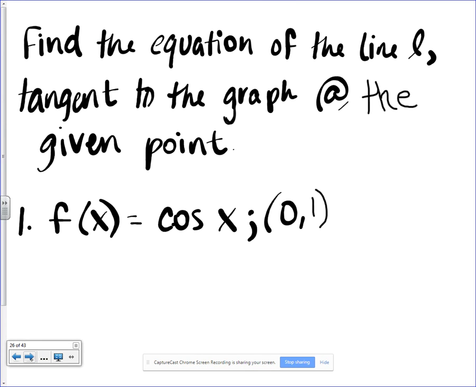Okay, so let's go to finding the equation of the tangent line. Well, you guys know how to do this. We've done this a lot before. If I'm going to find the equation of the tangent line, I need a slope. And we find slope by finding a limit.